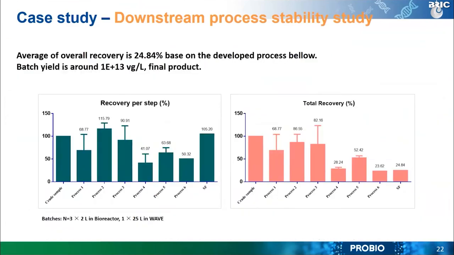One of the major considerations of moving to clinical manufacturing is how to employ increased production scale. At larger scales, the purification method needs to accommodate large volumes with high efficiency and speed. We have completed 3 batches of 2 liter and 1 batch of 25 liter. Average of overall recovery is 24.84%, and the batch yield is around 10 to the power of 13 Vg per liter.